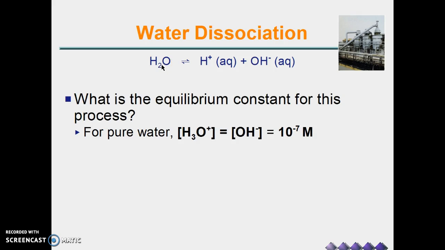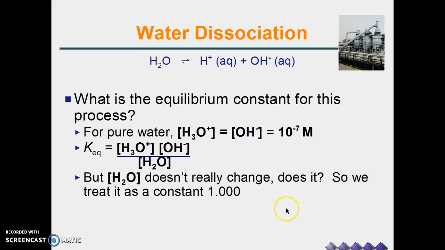There is an equilibrium constant for this process, but first we need to find the concentration of the hydrogen ions and hydroxide ions. For pure water at 25 degrees Celsius, the hydrogen ion and hydroxide ion concentrations are equal, and it's 10 to the negative 7th molar. That changes a bit with temperature. The equilibrium expression, and this is something you study in equilibrium, is the product of products, the hydrogen ion and hydroxide, divided by the product of reactants, and only water is the reactant.